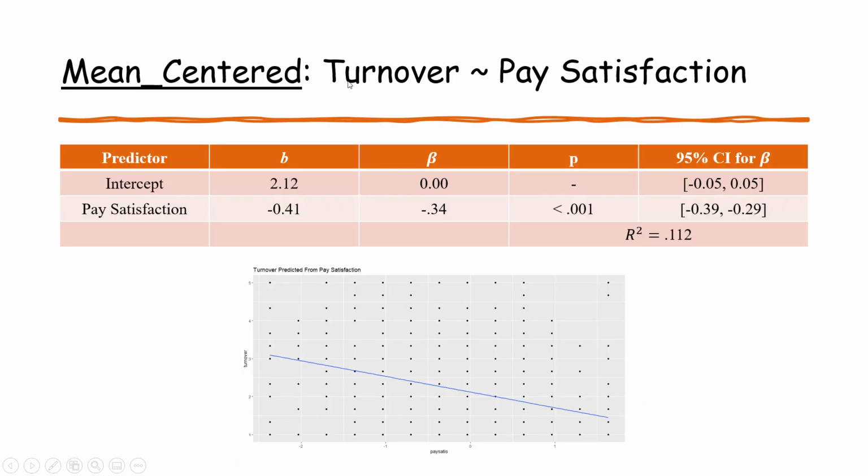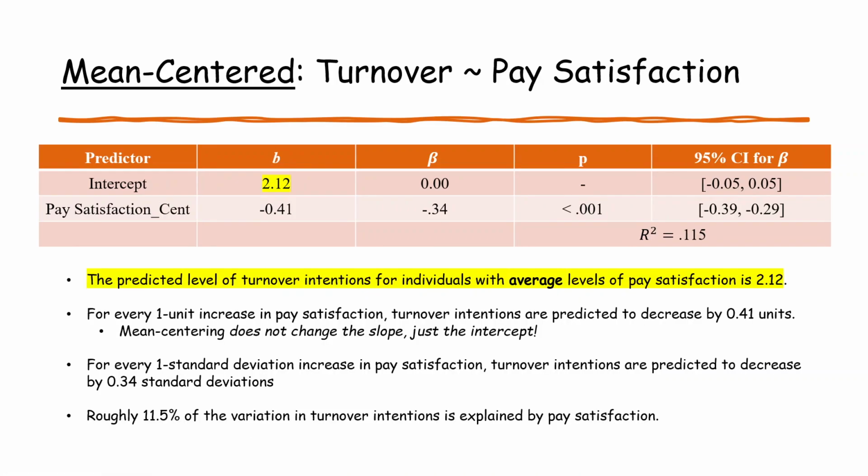And here we have the mean-centered version of turnover predicted from mean-centered pay satisfaction. So again, this information just came from all of the code that we looked at before. All I did was plug in the information. Okay, so how to actually interpret the results.